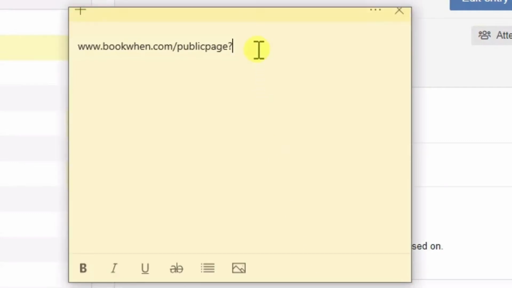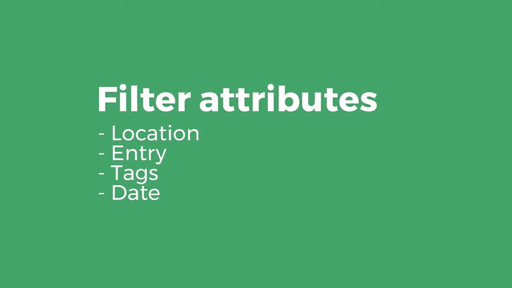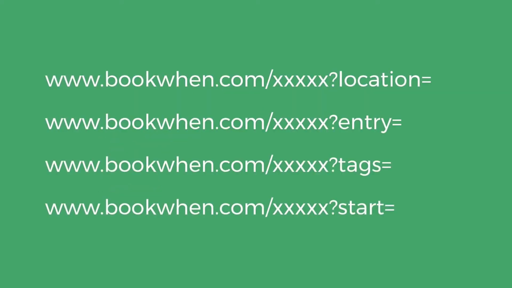Next, we will tell the browser exactly what we want to filter. In this example, I'm going to filter the public page to only show one location from my schedule. So I will write location and the equals symbol after the question mark at the end of my filtered URL. If you filter by a different attribute, such as an entry, you need to write something else before the equals sign. I'll get to that very soon.